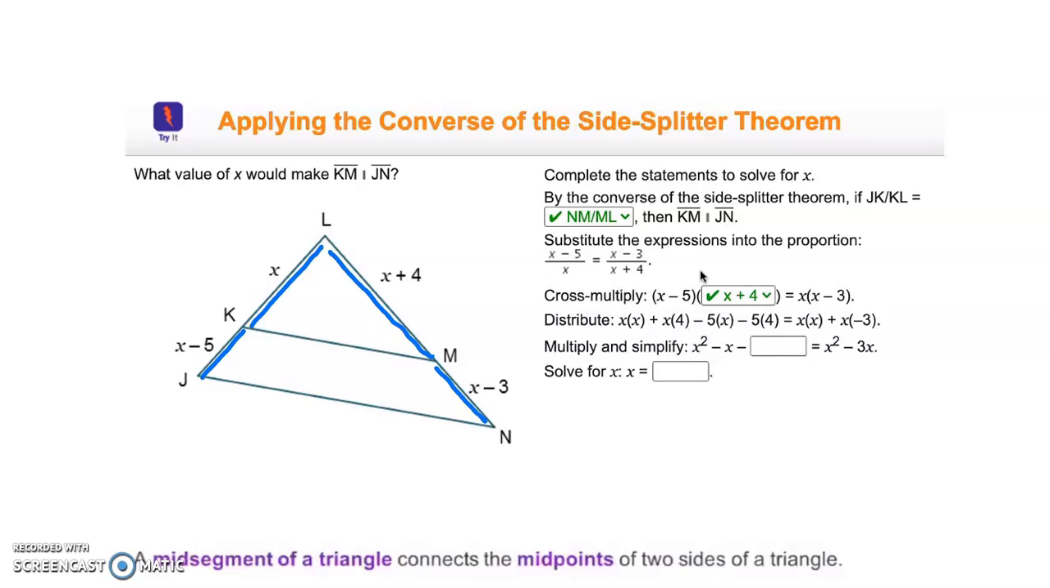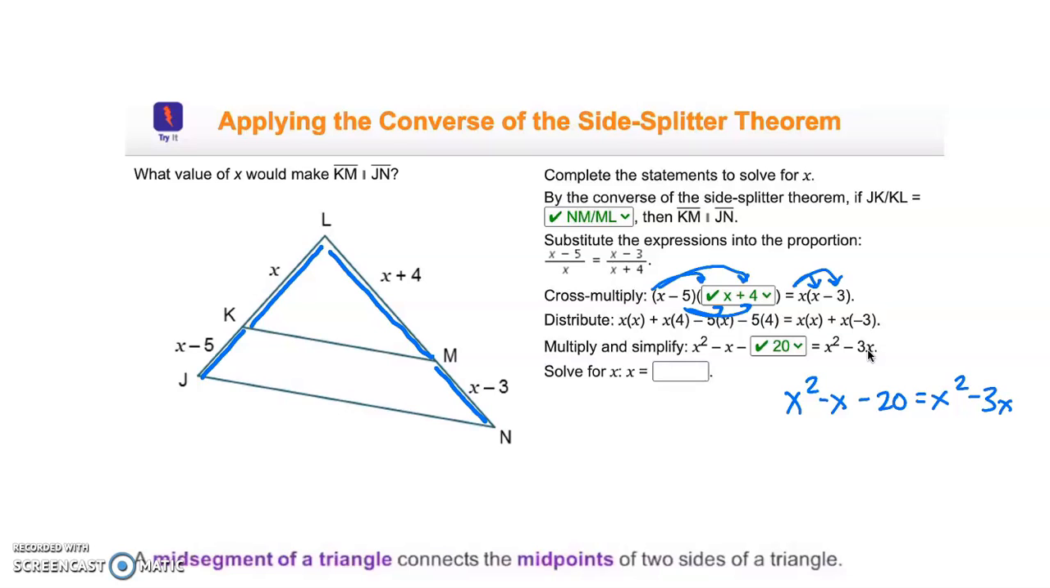Then we use our distributive property, and we take x times x, x times 4, negative 5 times x, negative 5 times 4. Now if we just simplify this, we have x squared, 4x minus 5x is a negative 1x, or negative x, minus 5 times 4 is 20, and that equals x squared minus 3x. And then if we write this out, x squared minus x minus 20 equals x squared minus 3x.